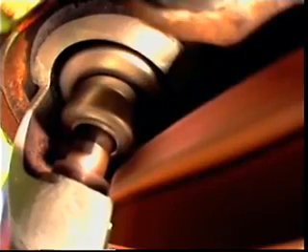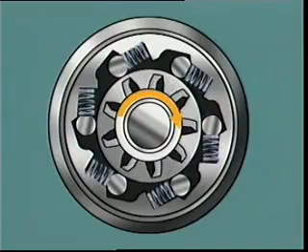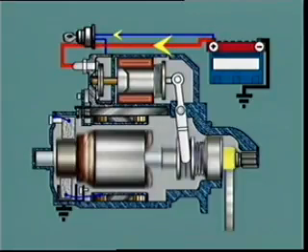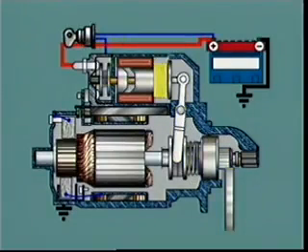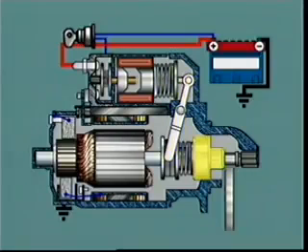As soon as the engine starts, its rotational speed will eventually exceed the speed of the armature. At this instant, the overrunning clutch breaks the connection between the pinion and the armature shaft and prevents overspeeding and damage of the armature. The pinion remains meshed as long as the engaging lever is held in the engaged position. Releasing the starter switch allows the solenoid plunger return spring to return the engaging lever, driver, and pinion to their original position.